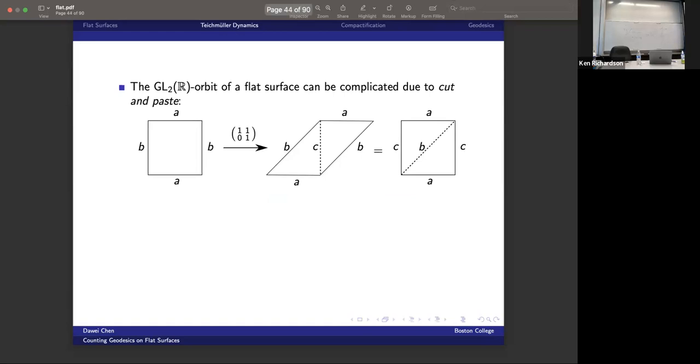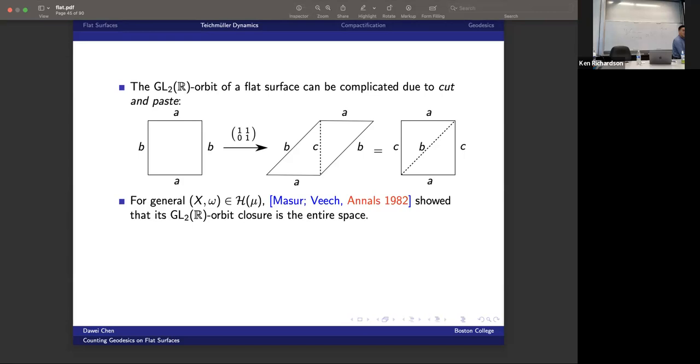There are some general known results. Let me mention a few. Decades ago, Masur and Veech independently proved, in two papers both published in the Annals in the same year, that at least generically, if you take a general point, like a general translation surface in this space, and look at its GL2R orbit, then the closure will be everything, the total space. I think the result is actually stronger than some geodesic equidistribution.